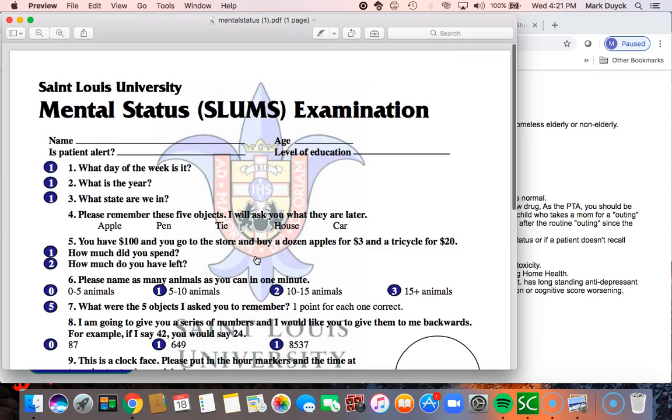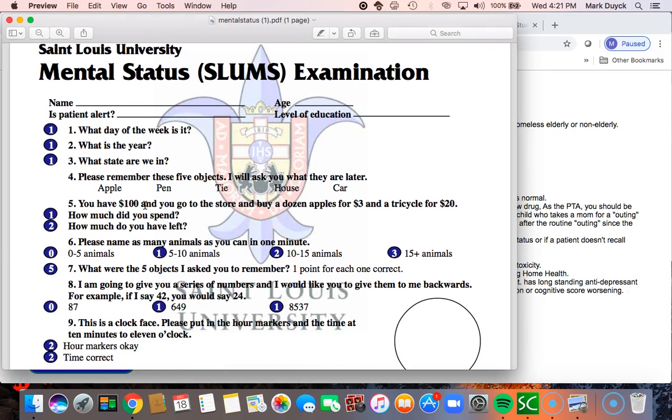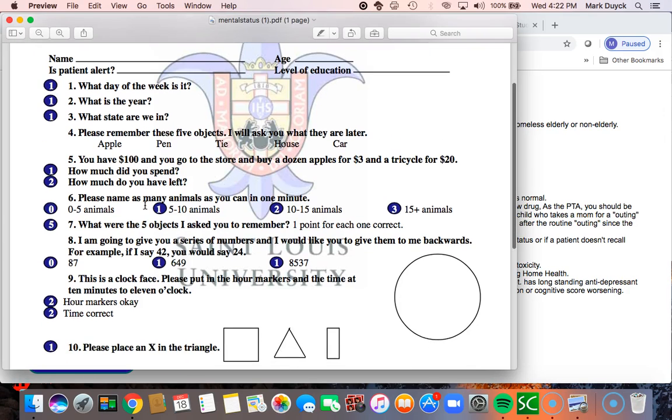The important thing with any tool is that you want to be delivering it consistently. You don't want to shorten sentences and say, for example, "Please remember these 5 objects. I'll ask you what they are later," and then start changing them, saying orange, pencil, socks, apartment, truck. No, you need to be using a consistent screening tool. You can't just be making these things up and changing them. These are standard instruments, and that's really important.